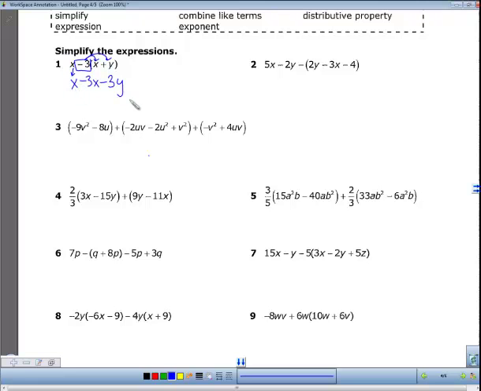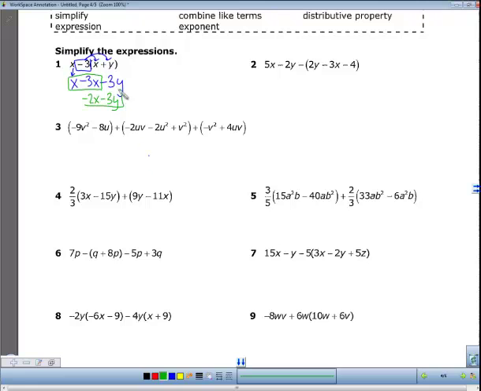The next step that I can do is combine like terms. So I'm going to combine the like terms that I can. I've got x minus 3x. So I have a negative 2x minus 3y. That is my final answer for number 1.